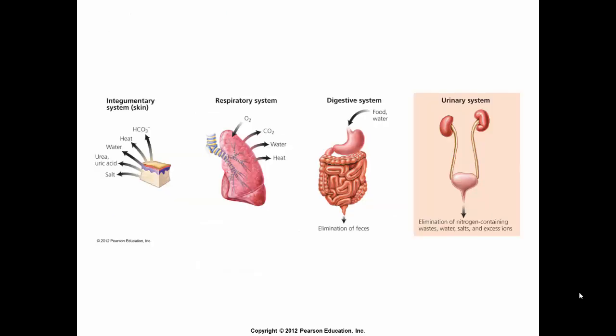And so this image shows what we just spoke about. From the integumentary system, the skin: bicarbonate ions, excess heat, water, urea, and the uric acid formed from the breakdown of nucleotides. The respiratory system: oxygen is obtained, carbon dioxide is released, as well as any excess water, moisture, or heat. Food eliminates the feces from the gastrointestinal tract, and the urinary system eliminates nitrogen-containing waste such as ammonia, urea, uric acid, salts, and excess ions the body does not need.